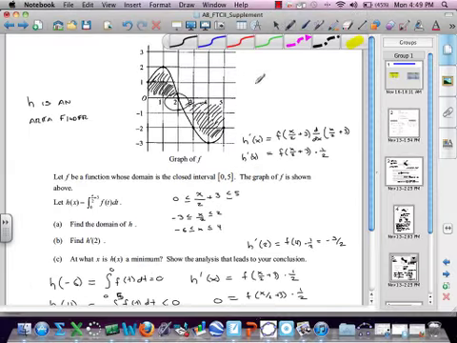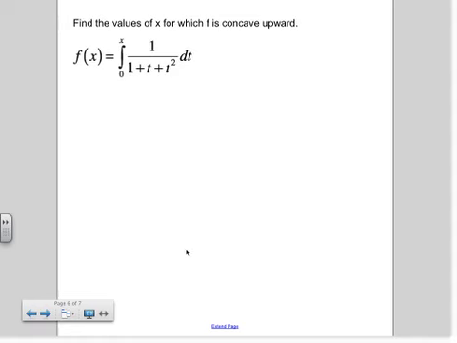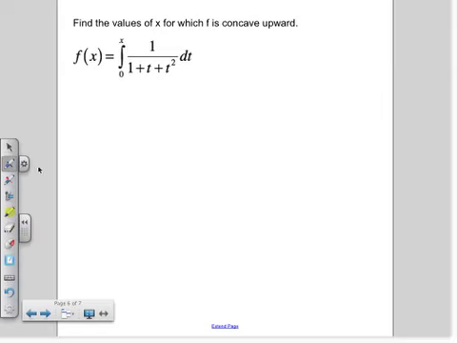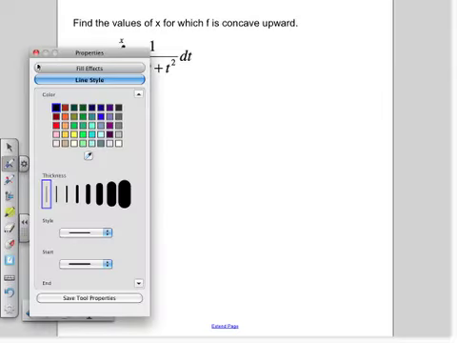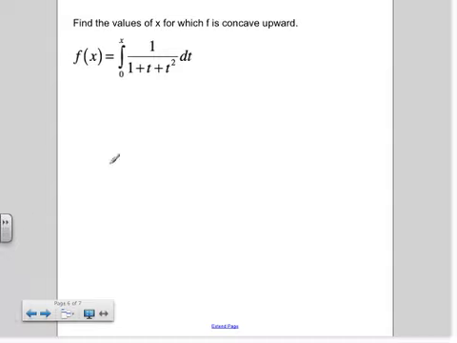This function, f, is defined as an integral, and we're asked to find when this function is concave up. So generally speaking, to answer this question, I usually will find the second derivative and look and see where the second derivative is positive. So that's my general strategy here. So we're going to find the second derivative, make a sign chart, and look where it's positive.